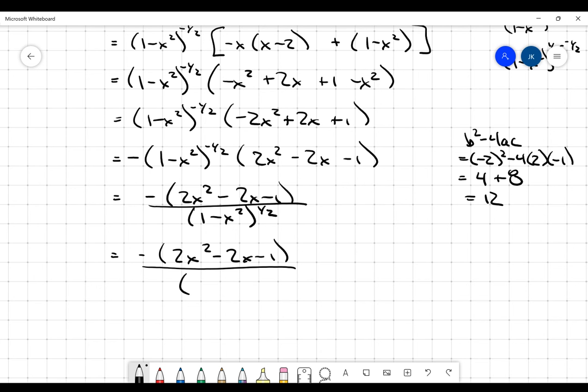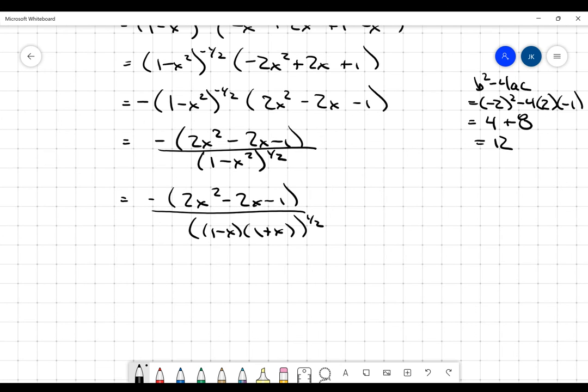Notice that 1 minus x squared is going to be 1 minus x times 1 plus x. It's a difference of squares there. In which case you could distribute that exponent through to get 1 minus x to the 1/2 and then multiply by 1 plus x to the 1/2. But these are things that you're going to have to talk to your teacher about, to figure out what your instructor is expecting you to do here.